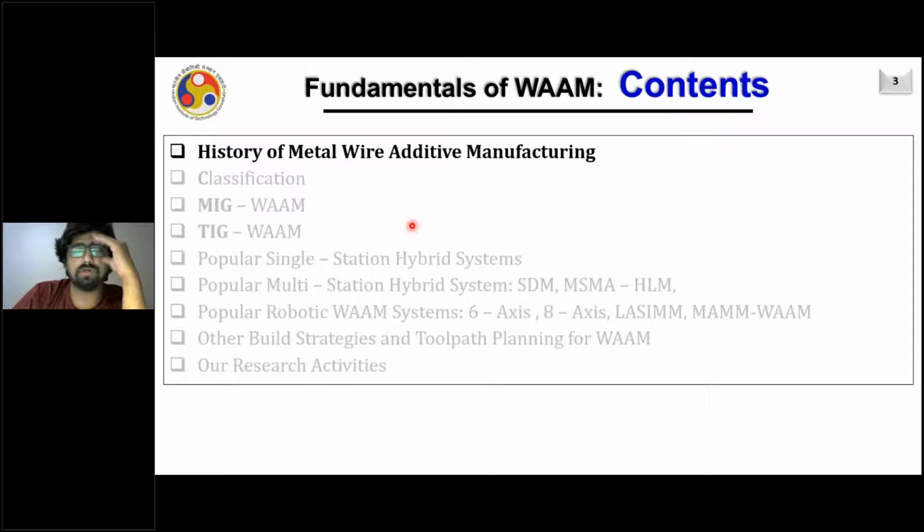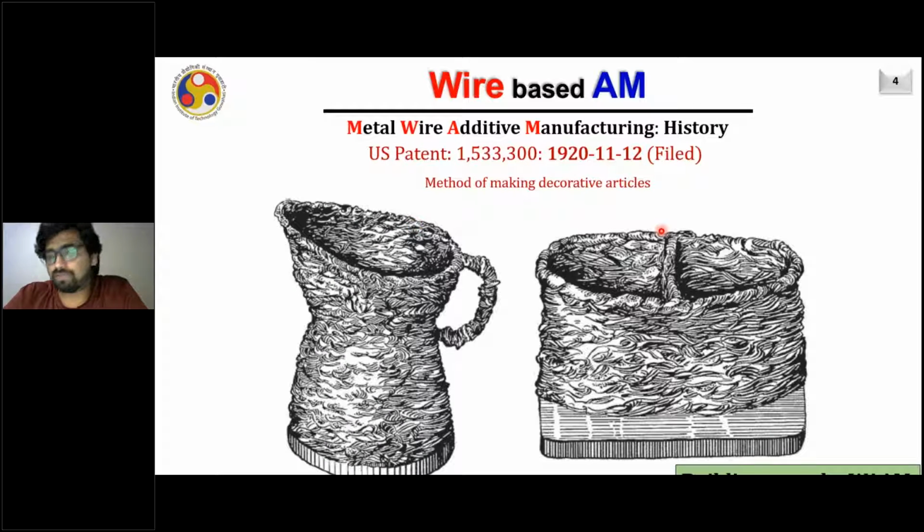Yeah. So let's start with the history of metal wire additive manufacturing. Since when did this really start happening? When was the first patent filed for metal additive manufacturing or metal wire additive manufacturing? You'll be surprised to know. I should have asked you to make a wild guess, but I think you will be surprised to know that the first patent of wire arc additive manufacturing was filed in 1920, way back.